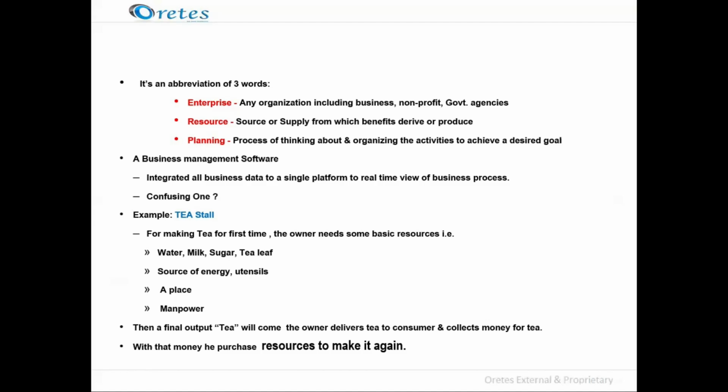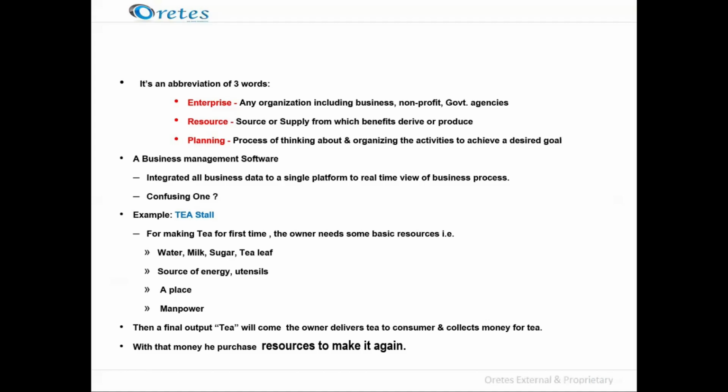Okay. The final word, which is planning, is very critical, and that planning ensures the resources for the enterprise so that the enterprise will execute properly. It should run very well, right? So that's how this planning is very critical. Let's take the example of a tea stall.